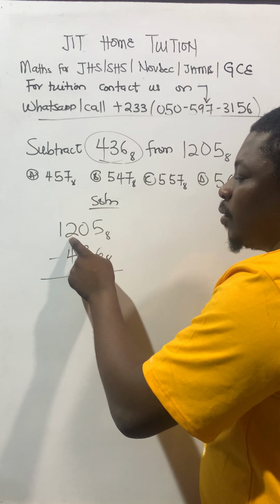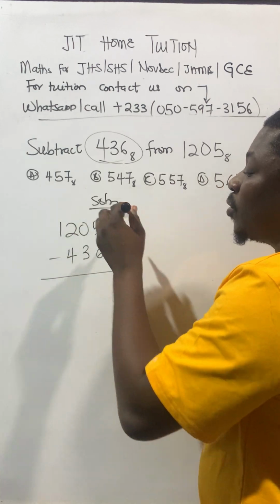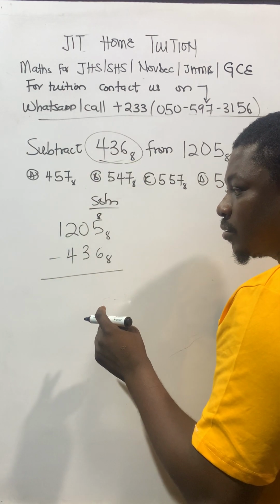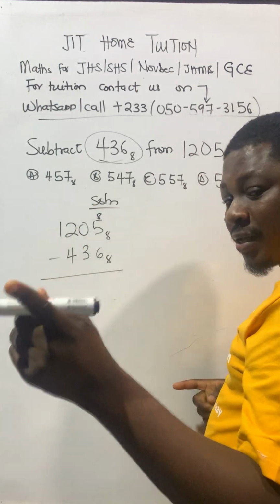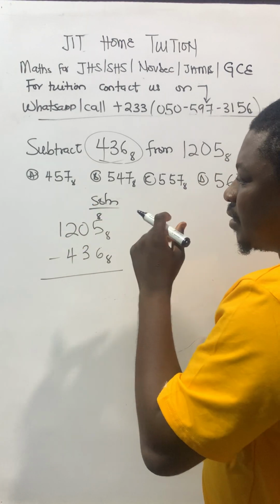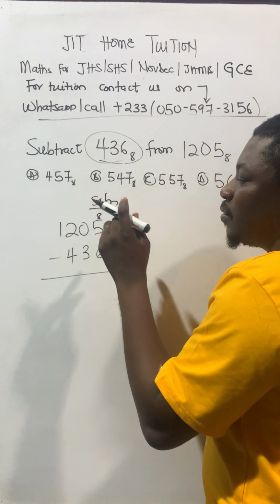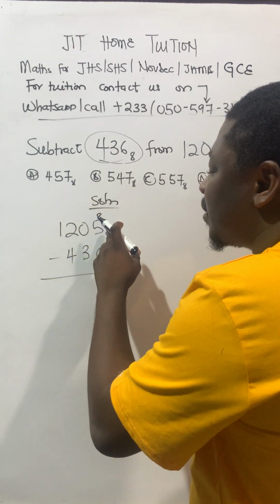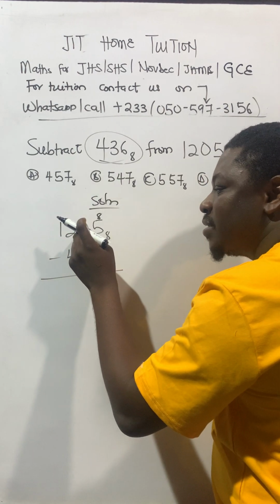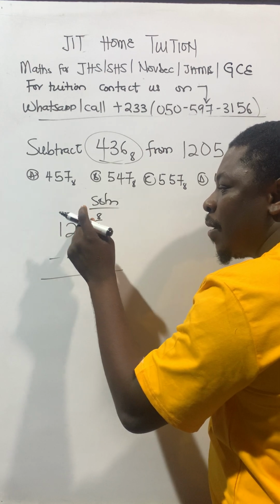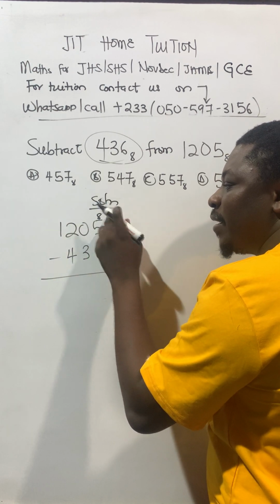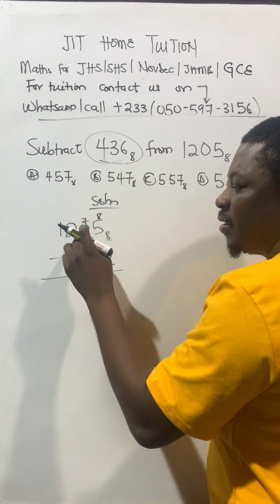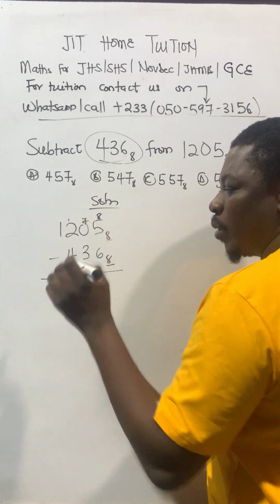So that 1, when it comes here, it will become what? 8. It's not 10 because you are not adding or subtracting in base 10. That is where the challenge is. Now, in base 10, when there's a 0 there, that one will become 9. But for the purpose of what you're doing, this is in base 8. And so when you write the 8 here, this side will become what? 7. The 2 has now been reduced to 1.